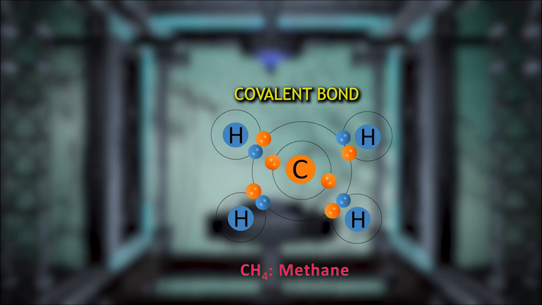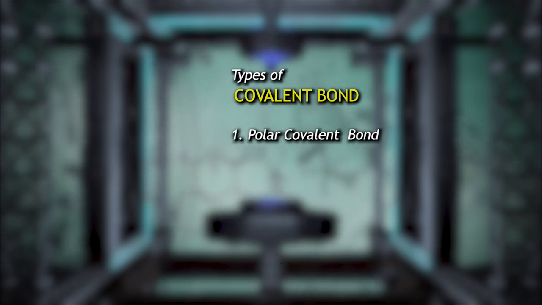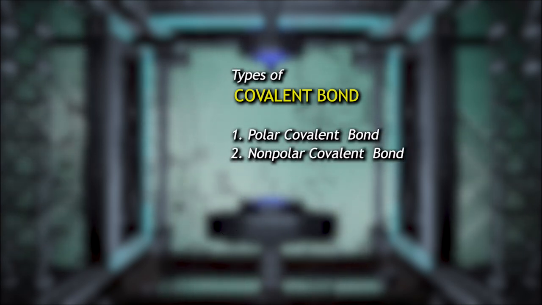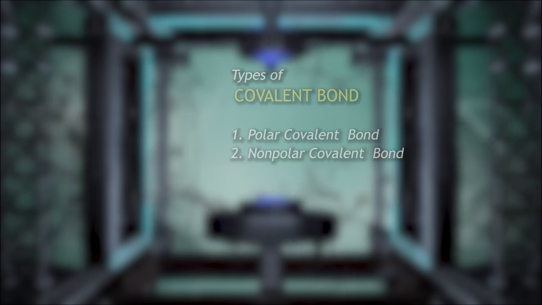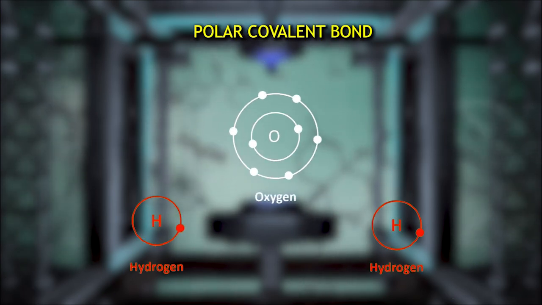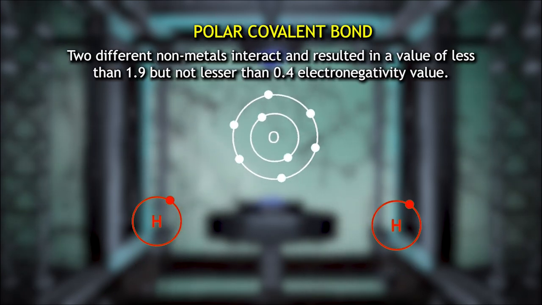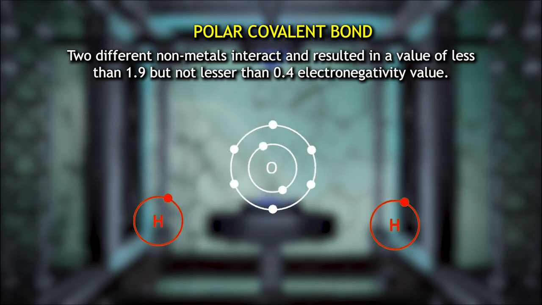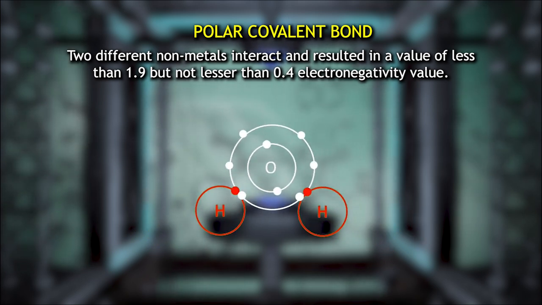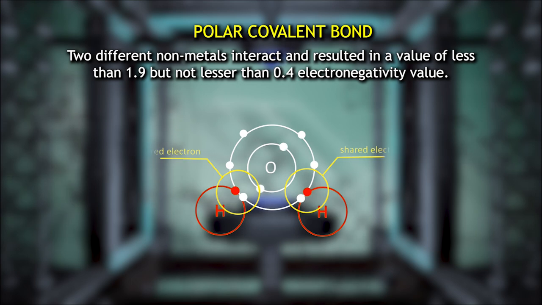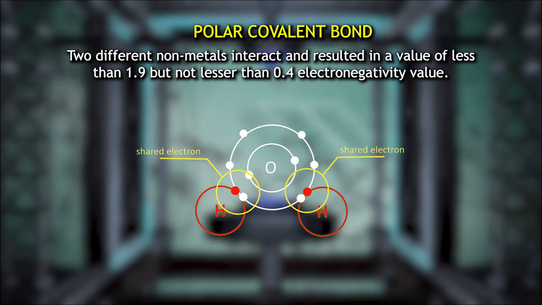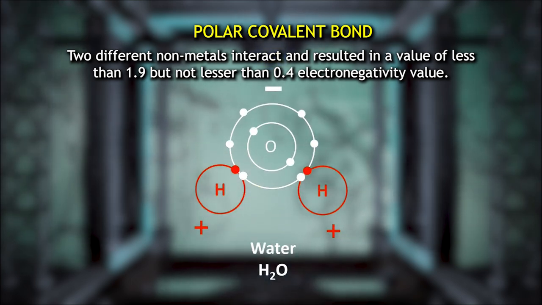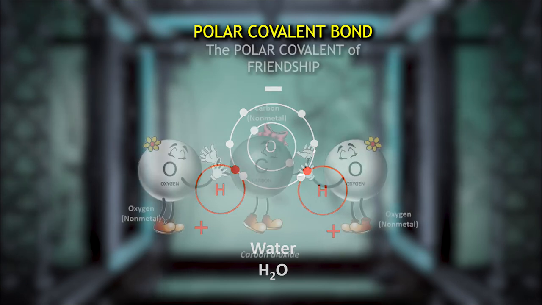There are two types of covalent bonds, the polar covalent and the nonpolar covalent bonds. When two different nonmetals interact and result in an electronegativity difference of less than 1.9 but not lesser than 0.4, the covalent bond is said to be a polar covalent bond.